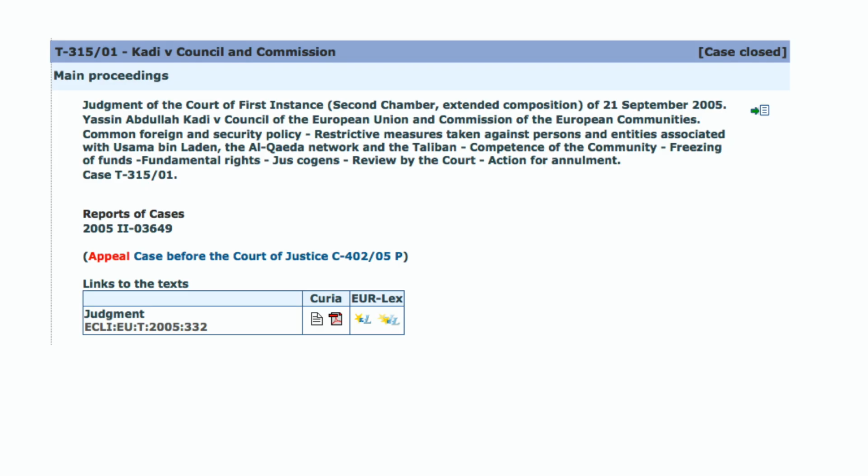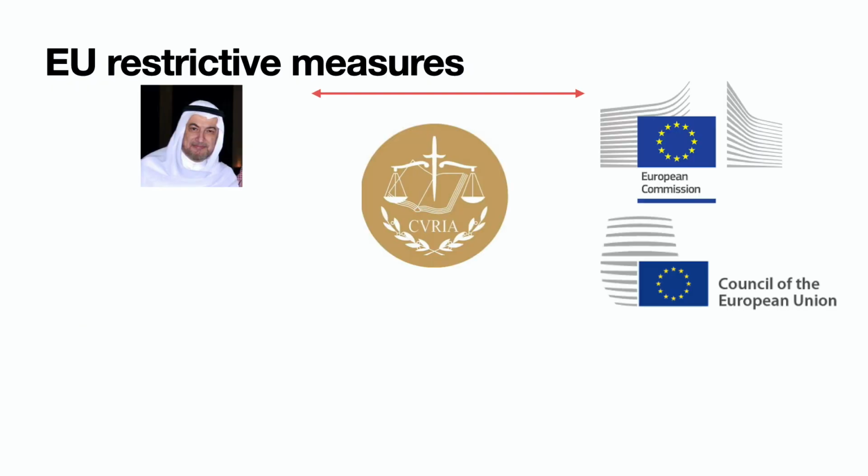At first instance, the General Court refused to review the EU regulation because this would amount to a review of the measure of the UN Security Council. The court does not have this competence. Nevertheless, the General Court examined whether the Security Council had respected jus cogens, in particular certain fundamental rights. But the General Court did not find an infringement of this standard.